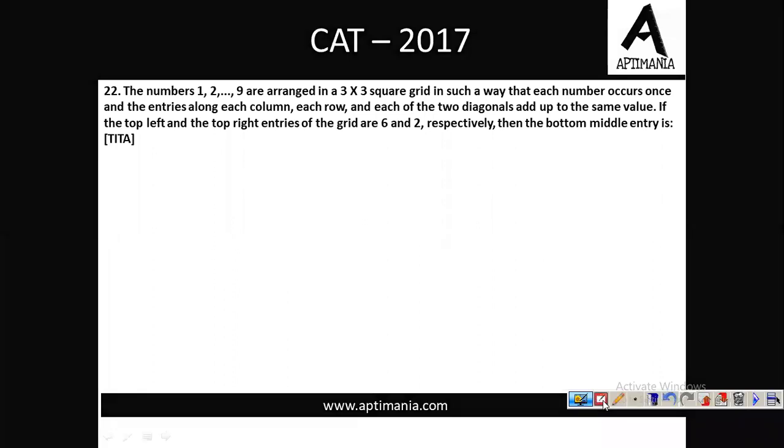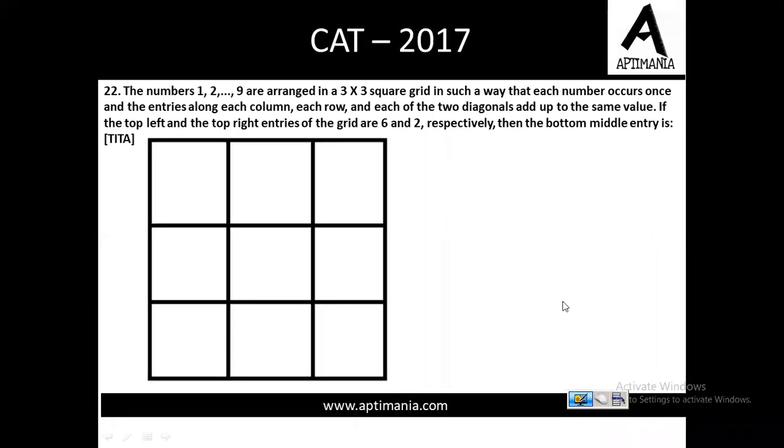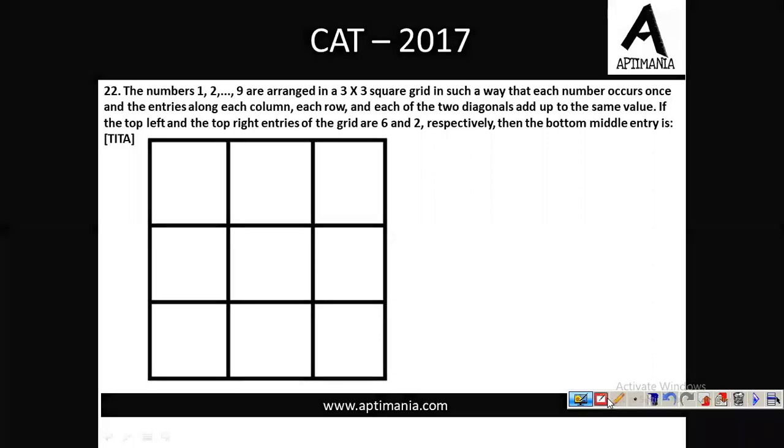The numbers 1, 2, 3 up to 9 are arranged in a 3 cross 3 square grid. So let's have a 3 cross 3 square grid and we need to arrange numbers 1, 2, 3, 4 up to 9 in this such that each number occurs once and the entries along each column, each row and each of the two diagonals adds up to the same value. Okay, so each of the numbers from 1 to 9 is appearing once only.